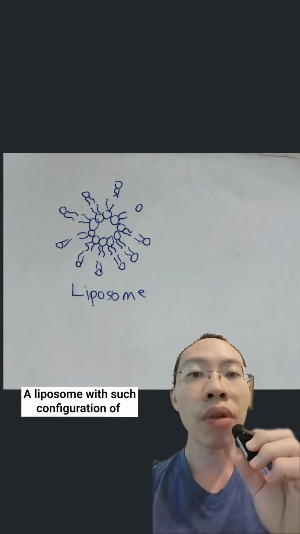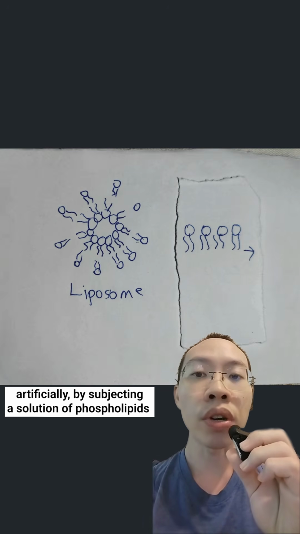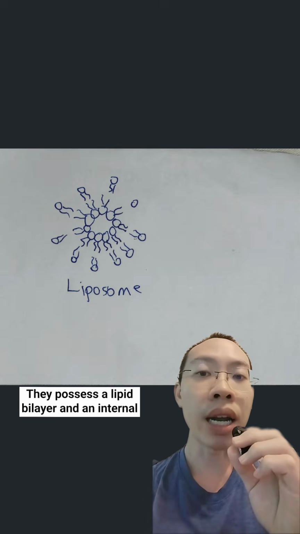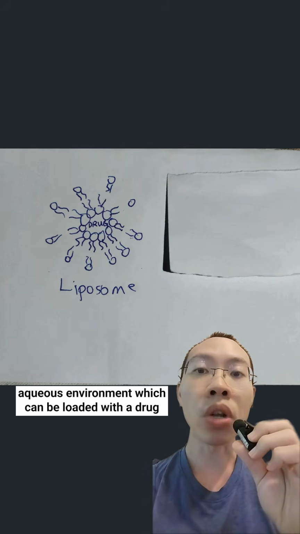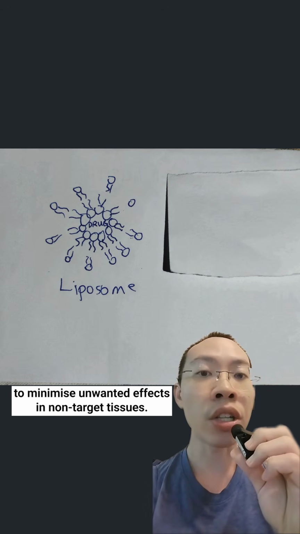A liposome with such a configuration of phospholipid molecules can be prepared artificially by subjecting a solution of phospholipid to sound waves, a process known as sonication. They possess a lipid bilayer and an internal aqueous environment which can be loaded with a drug for the targeted delivery of drugs and to minimize unwanted effects in non-target tissues.